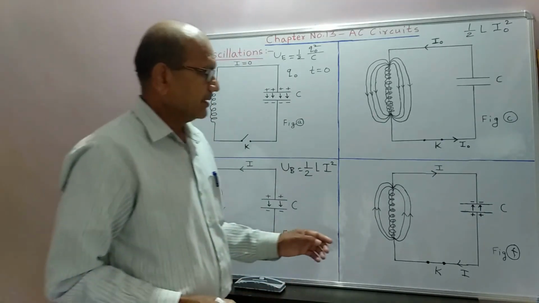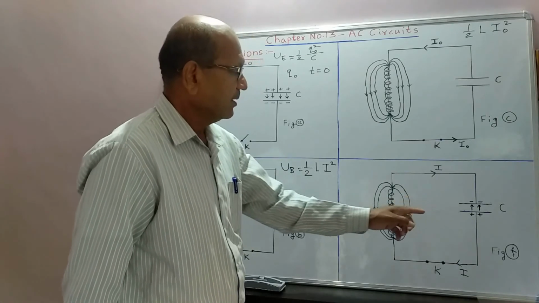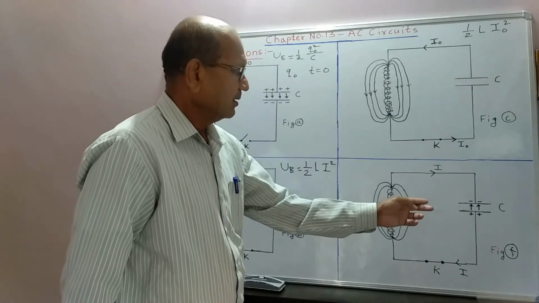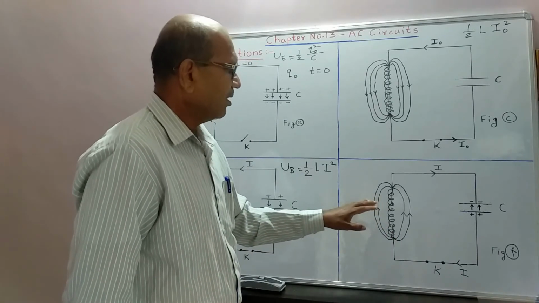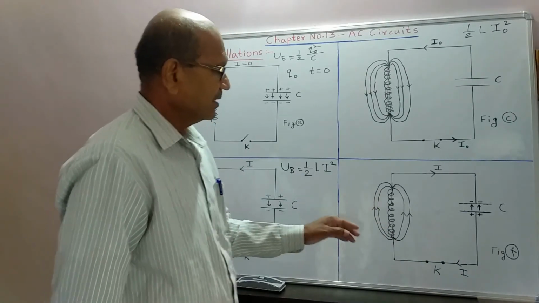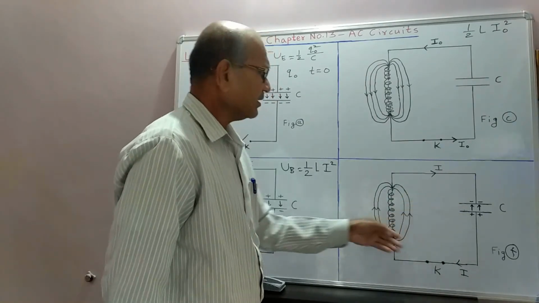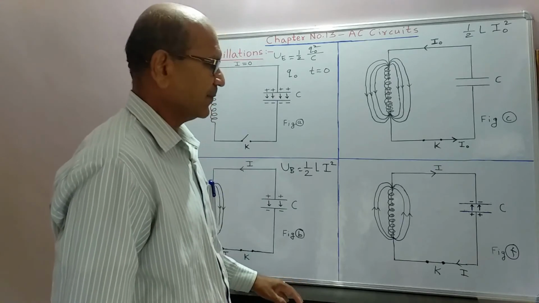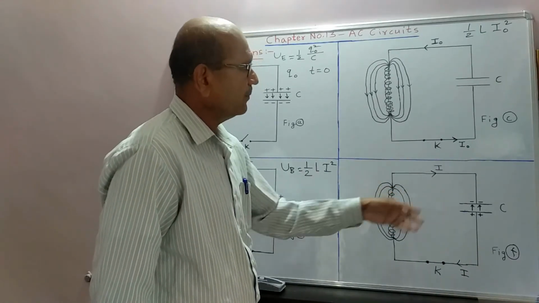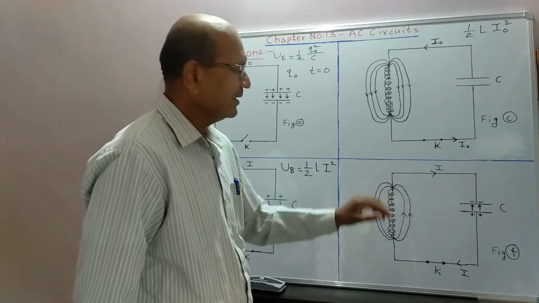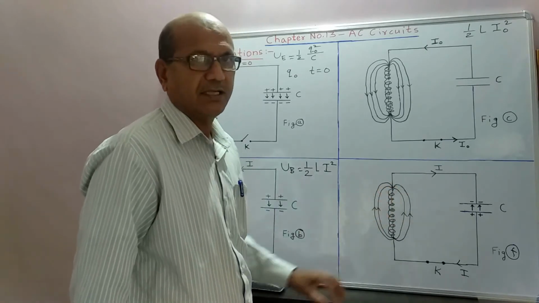In this case, the electrostatic energy of the capacitor is once again transferred to the magnetic field of the inductor. Thus, the process itself repeats in the opposite direction. In this way, electrical oscillations of a definite frequency are produced. These oscillations are called LC oscillations.